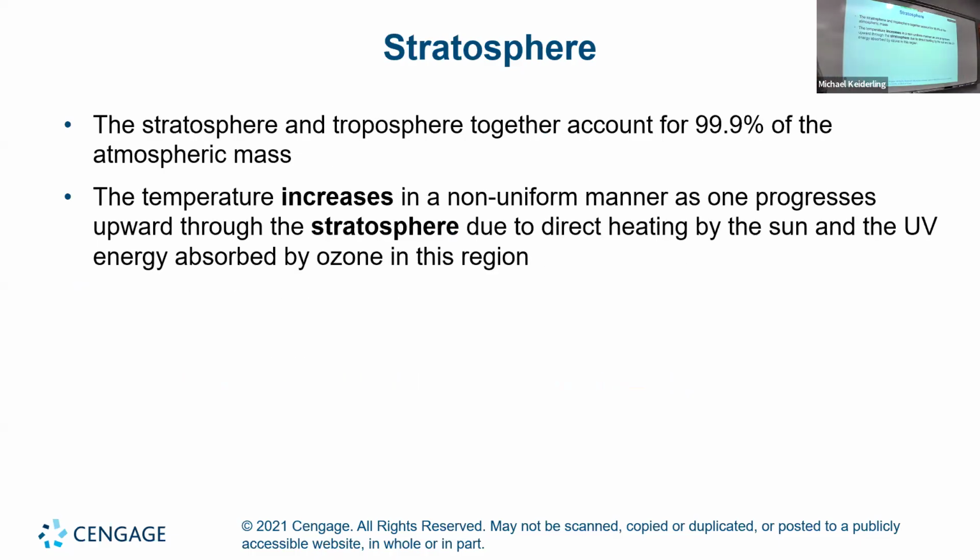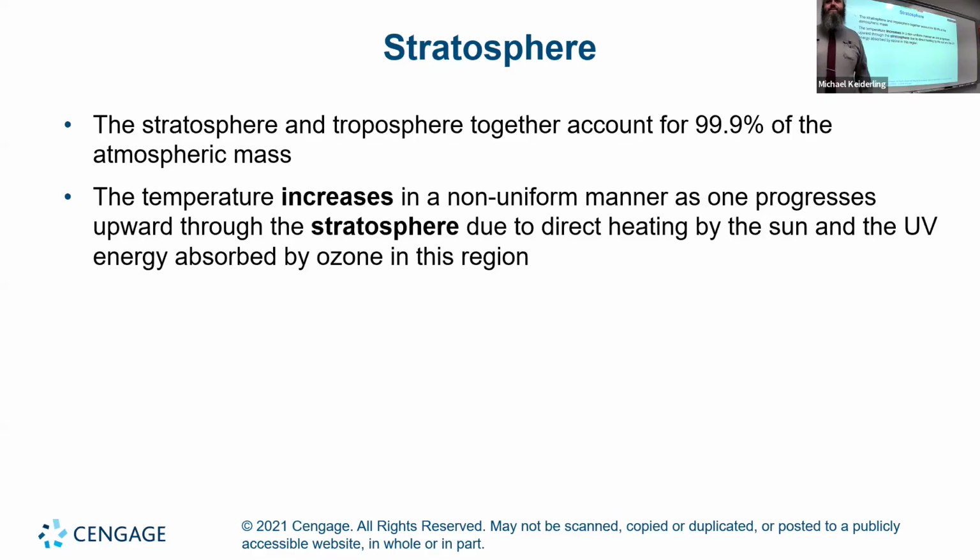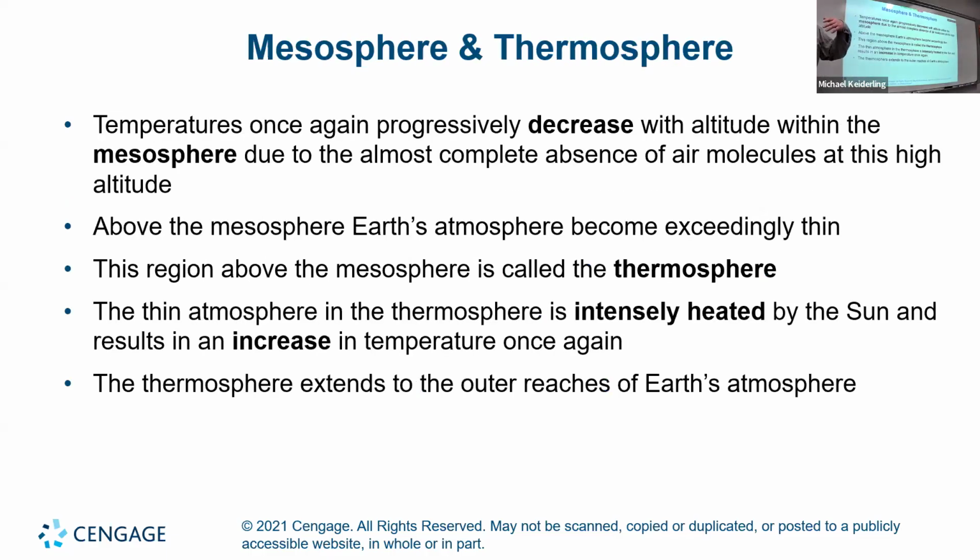Above the troposphere is the stratosphere. The stratosphere and the troposphere together account for 99.9% of the mass of the atmosphere. In the stratosphere, the temperature increases in a non-uniform manner as you progress upward due to heating by the sun and the UV energy absorbed by ozone in this region. So the ozone layer is in the stratosphere, and that absorbs a lot of ultraviolet radiation, so it heats up.